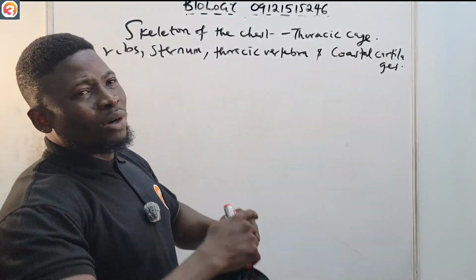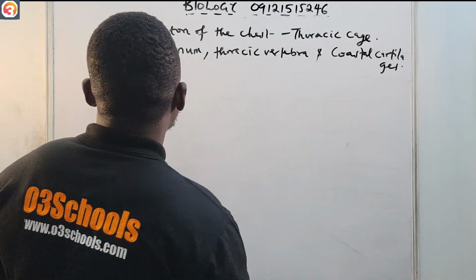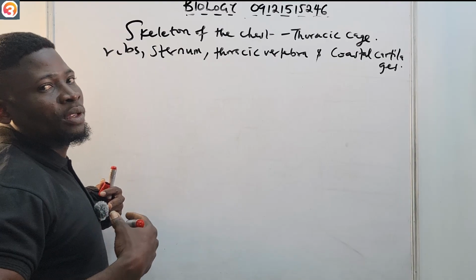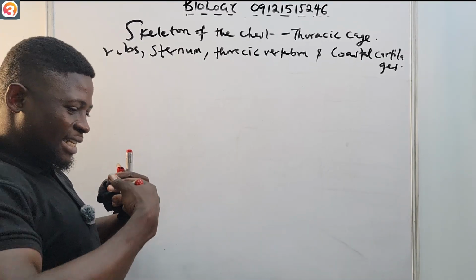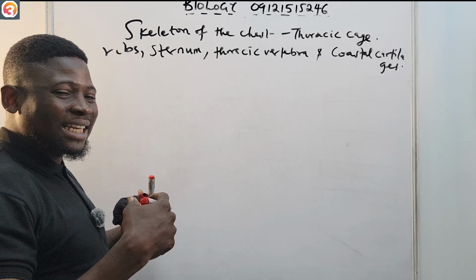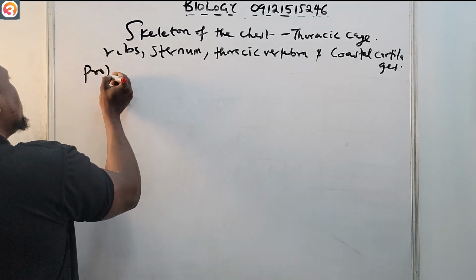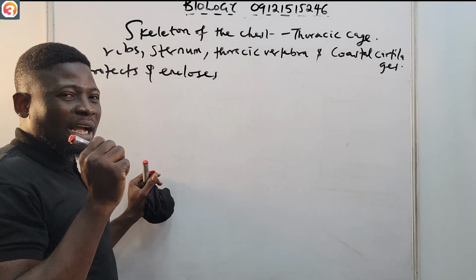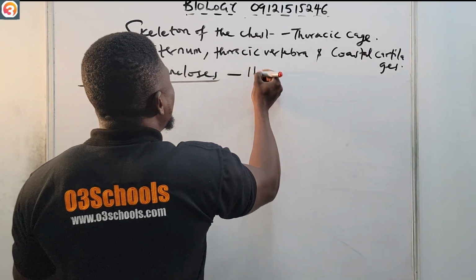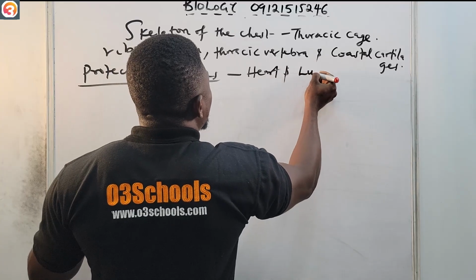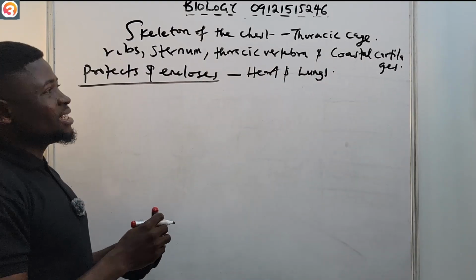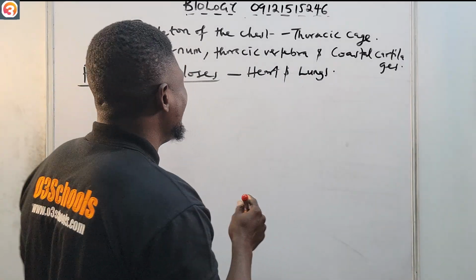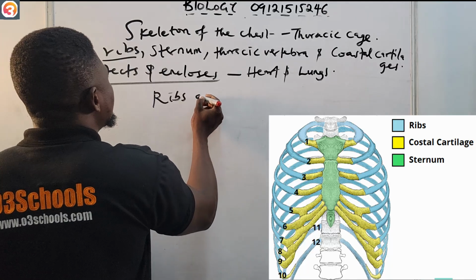Now, this thoracic cage encloses and protects the internal organs that are present in the thoracic cavity, which are your heart and lungs. Take note that the ribs present here in the thoracic cage are 12 pairs long. The ribs are what?